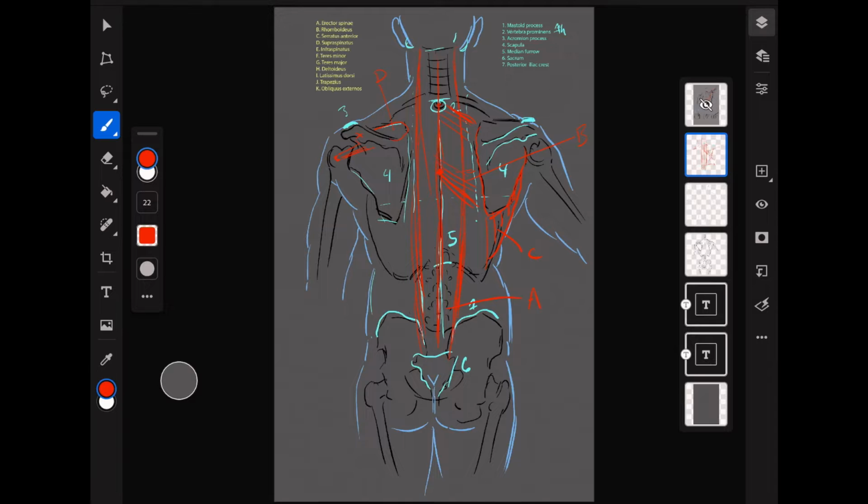Just below it, you have the infraspinatus. That's a muscle that sits on the shoulder blade underneath the scapular spine and attaches more or less to the same spot as the supraspinatus. Then just below it, you have another muscle, which is called the teres minor. All these muscles are approximately the same size, and they occupy the upper half of the scapula. And they all attach at the same point.